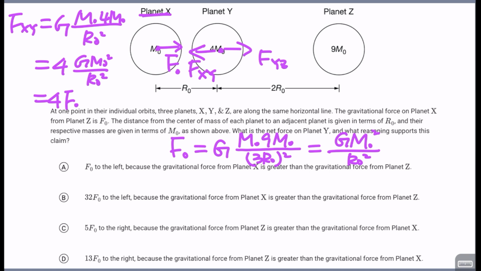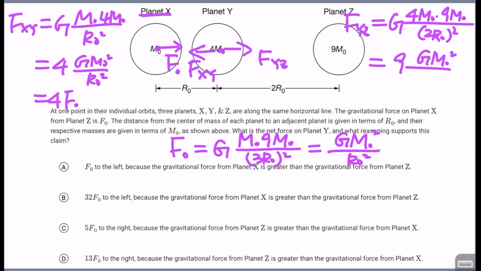Fyz would be equal to G times 4M multiplied by 9M divided by 2R squared. That would be equal to 9 times GM squared over R squared, which is 9 times F. So to the right, it's pulling at 9F. To the left, it's pulling at 4F. So in total, planet Y experiences a net force of 5F. So the answer would be C.